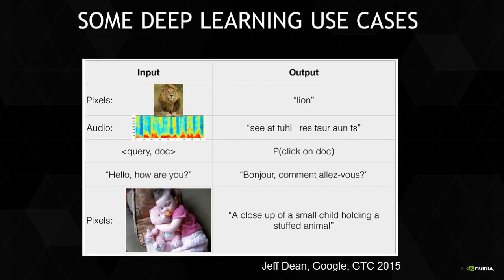There is web pages, web page documents, and a user search query, and the output is the probability that the user will click on that particular document. There's translation from one language to another, and there's even much more nuanced labeling of images. So rather than just the label of a particular animal in the image, we actually get a natural sentence that describes what's being seen.